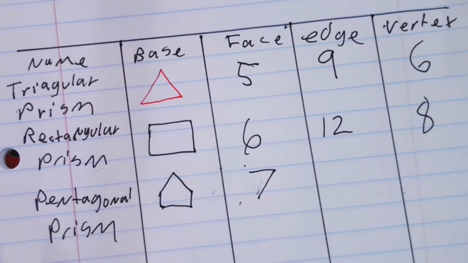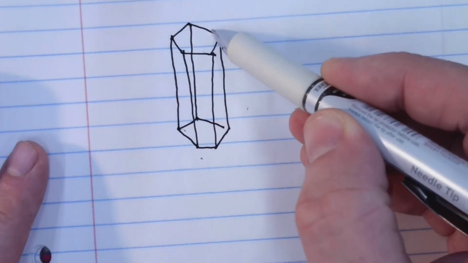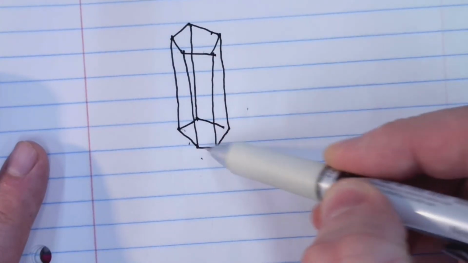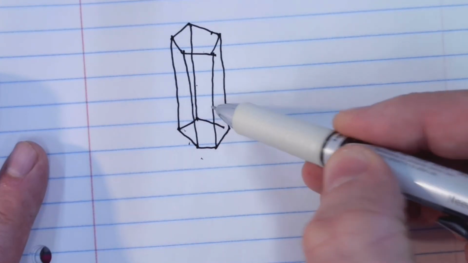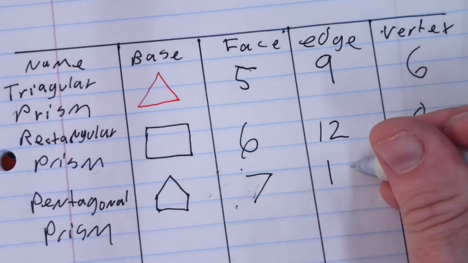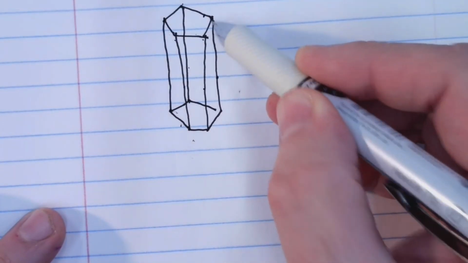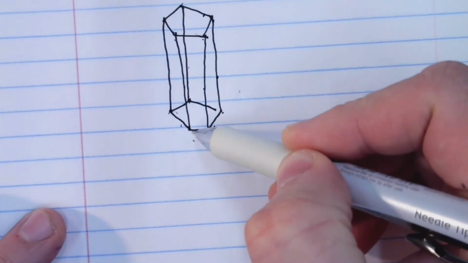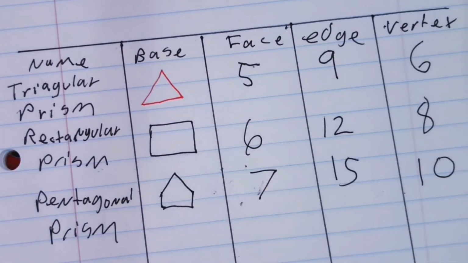All right, edges. I drew this picture out. So edges are easy, 1, 2, 3, 4, 5. On bottom, 1, 2, 3, 4, 5, so that's 10. And then 11, 12, 13, 14, 15. Okay, vertices. 1, 2, 3, 4, 5, 6, 7, 8, 9, 10. 10. All right, we got patterns for everything.